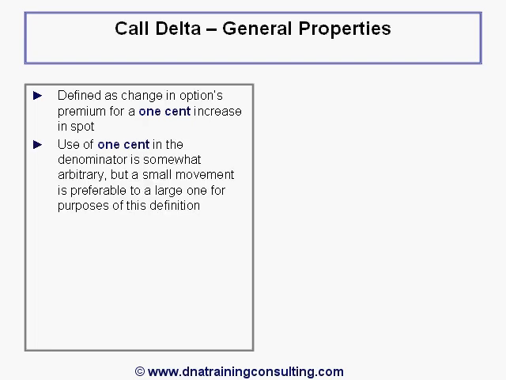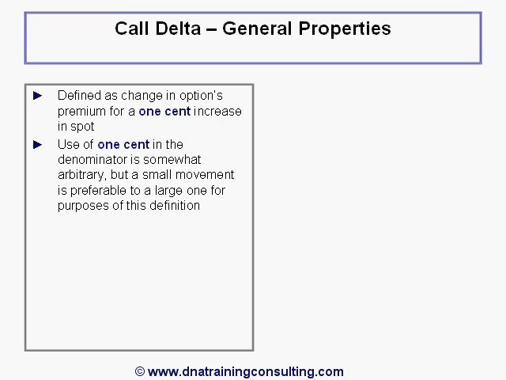Note that the decision to define delta relative to a 1 cent movement in the spot is somewhat arbitrary. We could have used 0.1 cent or 5 cents, but as we will see, a small movement in spot is certainly preferable to a large one for purposes of this definition.